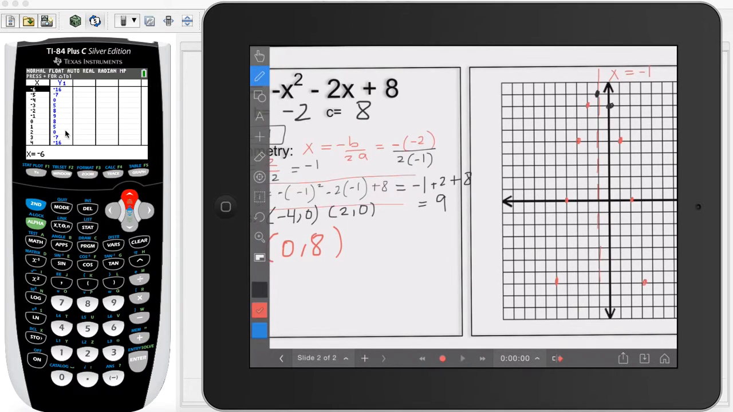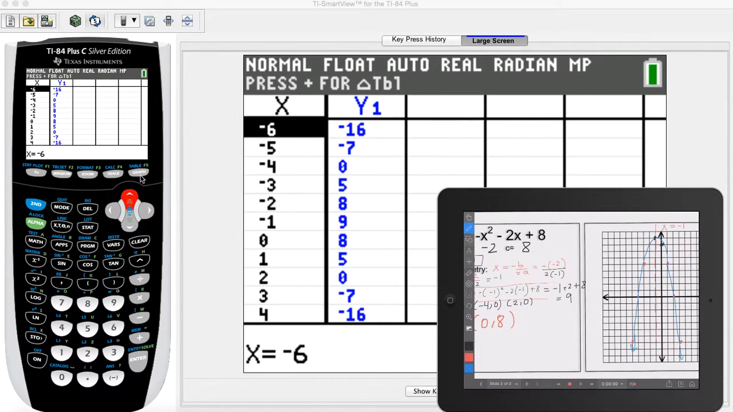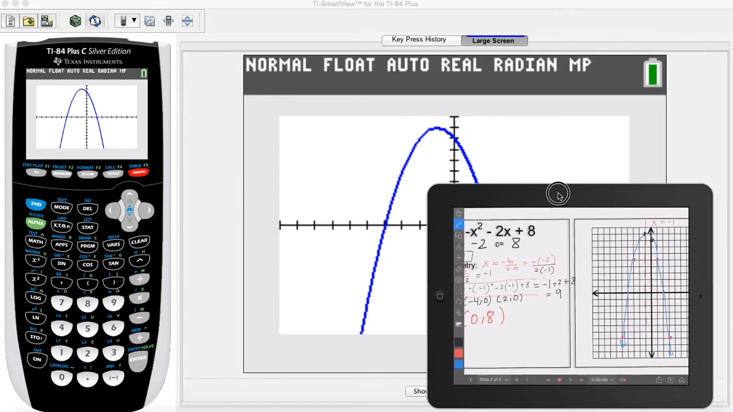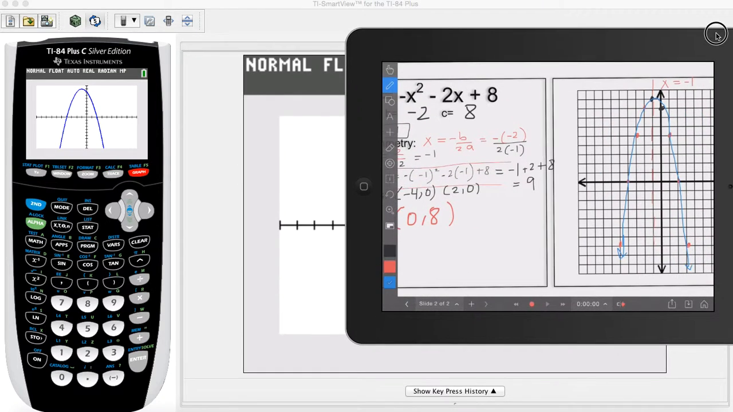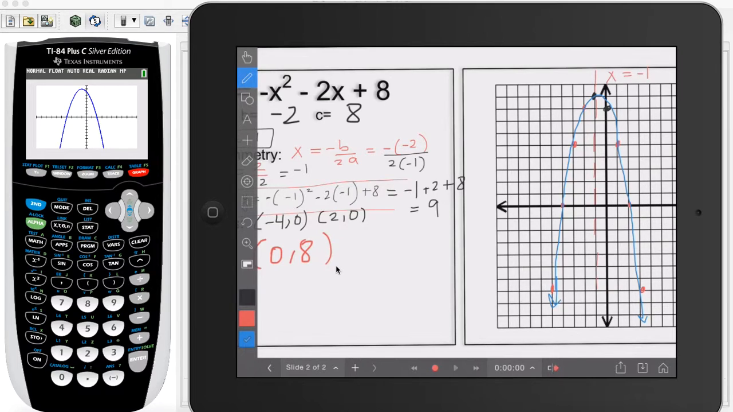Once you plot the points, connect them. And as you can see, your parabola looks exactly the same as the one on your calculator. It even looks better. See that? It looks exactly the same. Now don't forget to always label or make sure that you have all the important points, which are the vertex, the y-intercept, and the x-intercepts, and a couple of other points that fit on your graph.